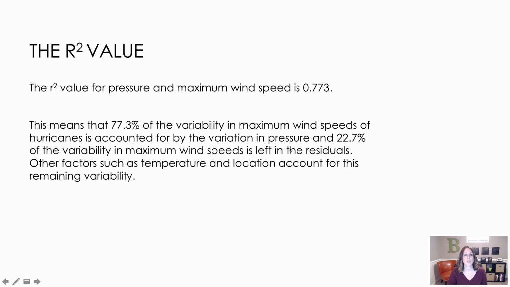Here's an example using pressure and maximum wind speed. Again, our R squared value is 0.773. That means that 77.3% of the variability in maximum wind speeds of a hurricane is accounted for by the variation in pressure. 100% minus that, or 22.7% of the variability in maximum wind speeds, is left to the residuals. So things like temperature, location, etc., account for the other variations in the wind speed.